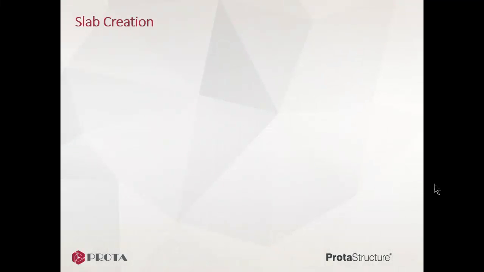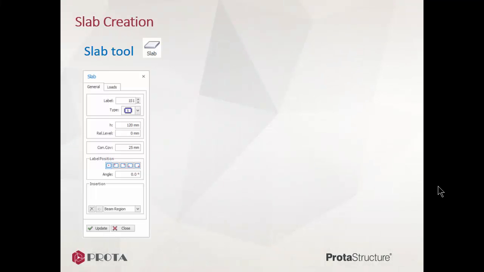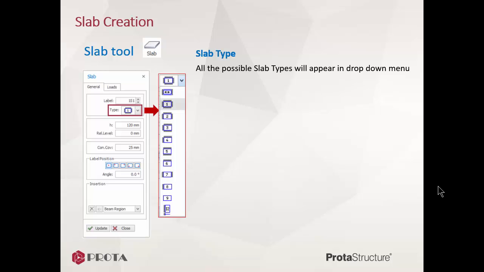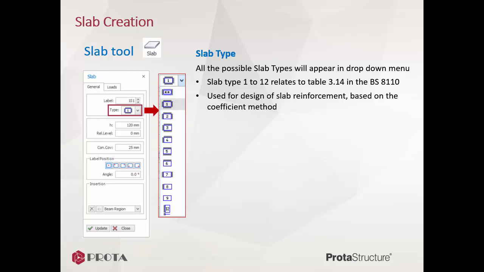Slab is created using the Slab tool. In the Slab properties, click on the Type drop-down menu to expose all the slab types. Slab types 1 to 12 relate specifically to Table 3.14 in BS 8110. This table is used for design of slab reinforcement, based on the coefficient method or yield line method.